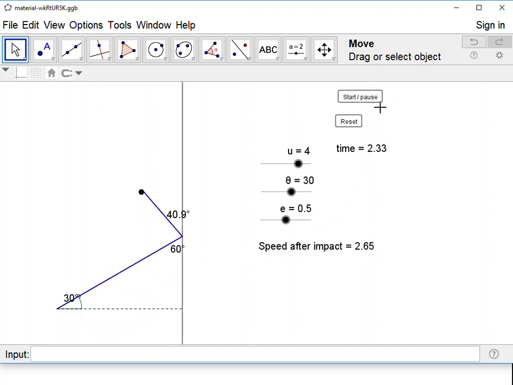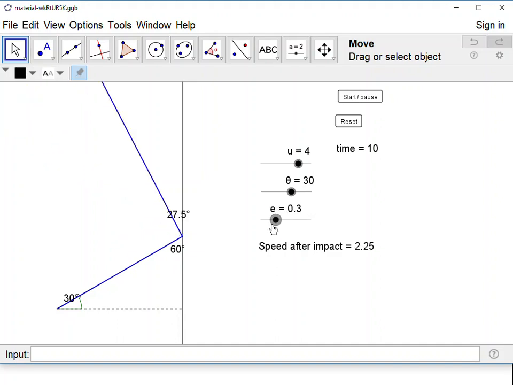So let's start that. Now you see that the angle is decreased, and the reason for that is that the component in the perpendicular direction is reduced because E is only 0.5, whereas the component in the parallel direction is unchanged. If we increase E to 1, which would give us a perfectly elastic collision, that's where the bounce back speed is the same as the approach speed. The component perpendicular to the wall is reversed, and you can see that we get a symmetrical situation.